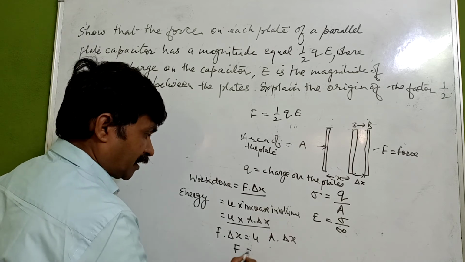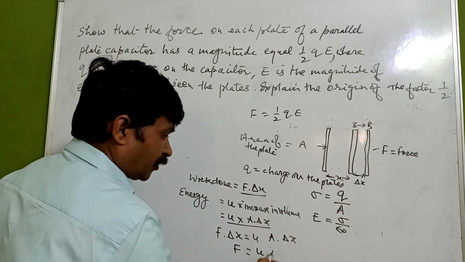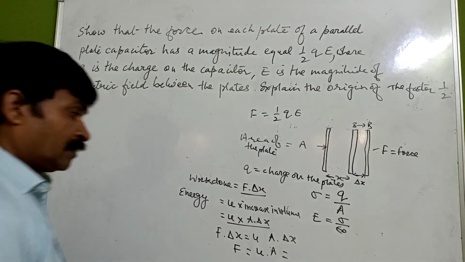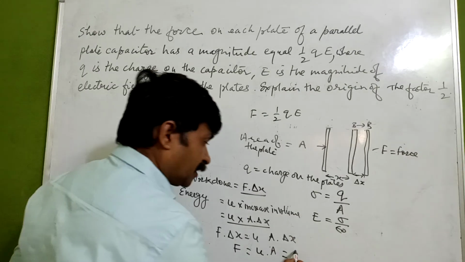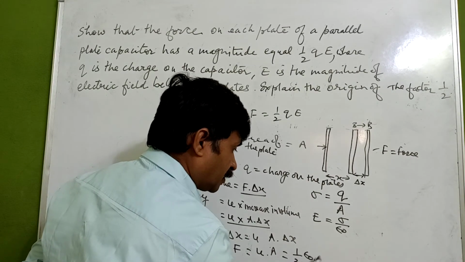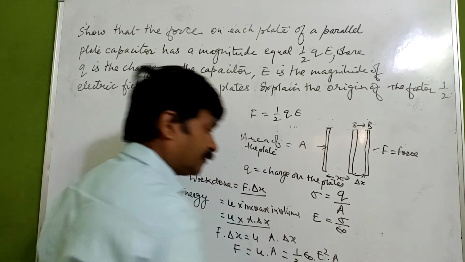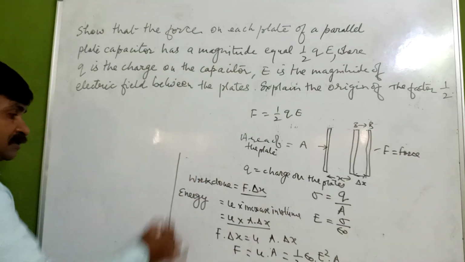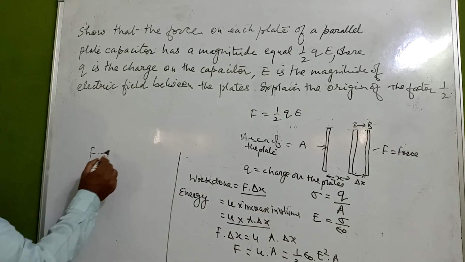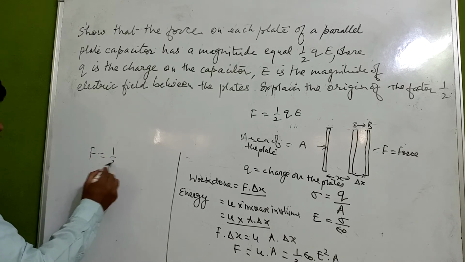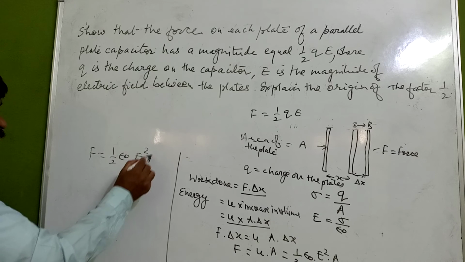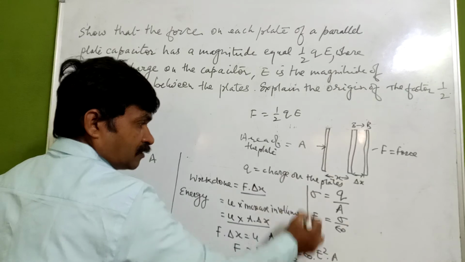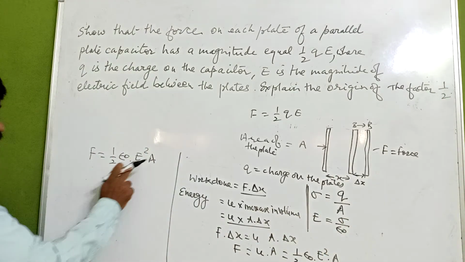So here what we are getting, F is equal to U into A, and we know that energy density is equal to 1 upon 2 epsilon naught E square. So here what we are getting a relationship: F is equal to 1 upon 2 epsilon naught E square A. Okay. Now we know that E is equal to what? We have just got this relation, sigma upon epsilon naught. So we can substitute here.